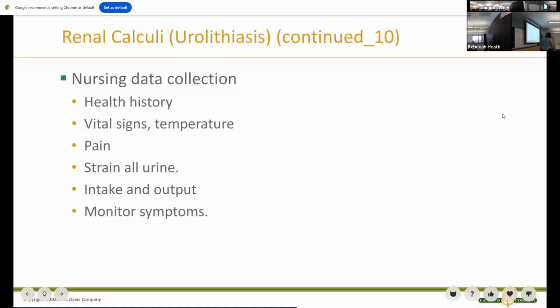Data collection. You guys know all of this, I'm sure, but straining the urine. Has anybody strained a urine for a stone? I did it first when I was a CNA, and I remember I found a stone one time, and it was like I won the lottery. I was just like, oh my goodness, there's actually a stone.